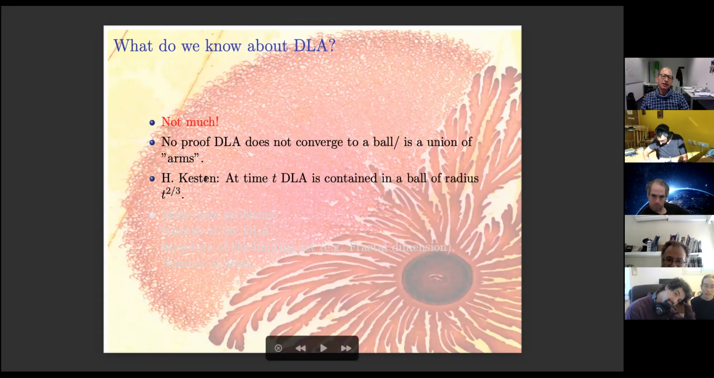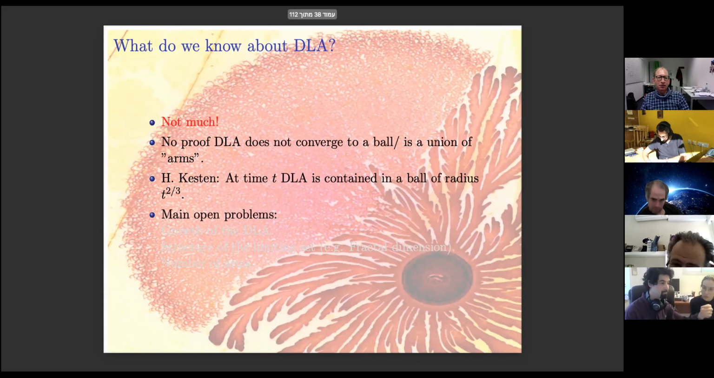It doesn't go linearly. That was proven by Kesten, and that's, to the best of my knowledge, the only proven result. So at time t, the DLA is contained in a ball of radius t to the 2/3. So it doesn't go faster than t to the 2/3. But simulations show that it actually goes much more slowly than t to the 2/3. And this is not proven. Also not proven is that it goes faster than t to the 1/2, which would be the combinatoric lower bound.